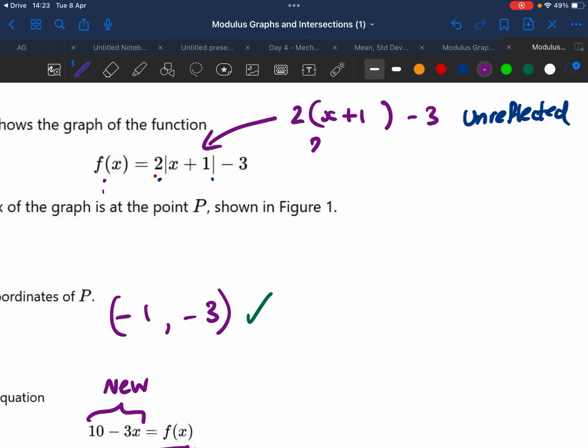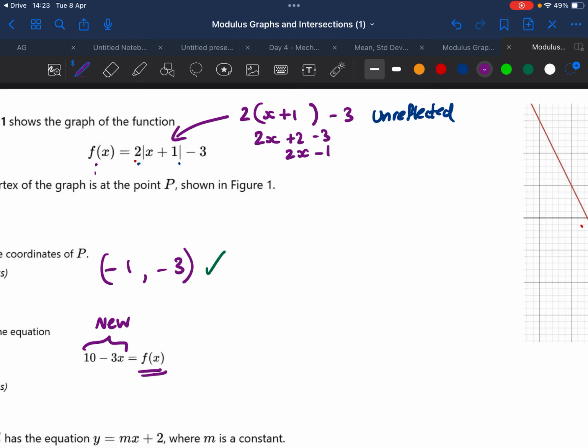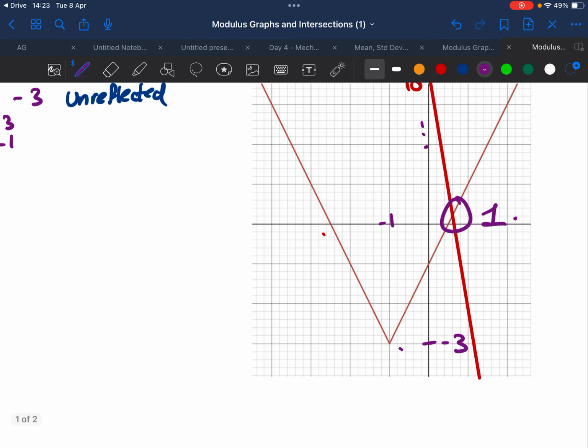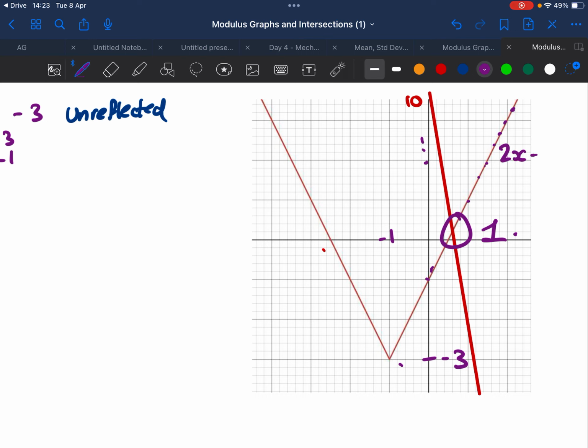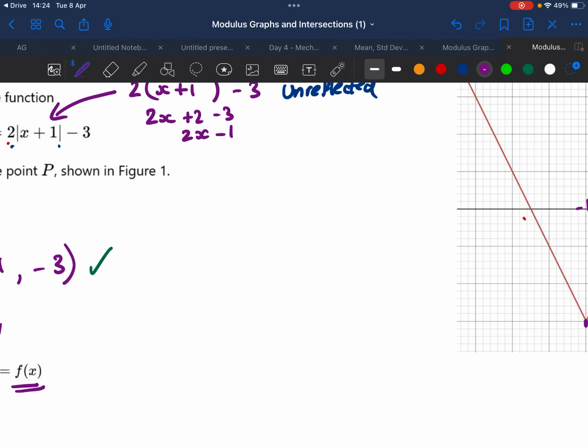So the unreflected case is a little bit like 2x plus 2 minus 3. It's like we're looking at the line 2x minus 1, and you can see that if we go back, 2x, there you go, there's minus 1. So this line over here seems to be 2x minus 1. The only catch is you can only use 2x minus 1 to the right-hand side of this point here. So this is only valid for x greater than or equal to minus 1. Okay, so that's one case.